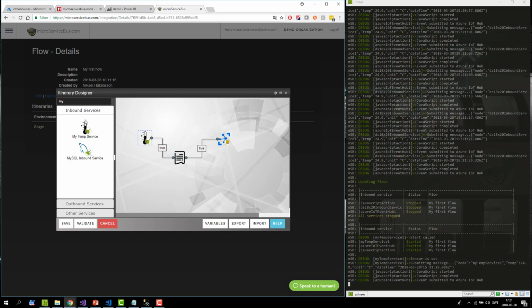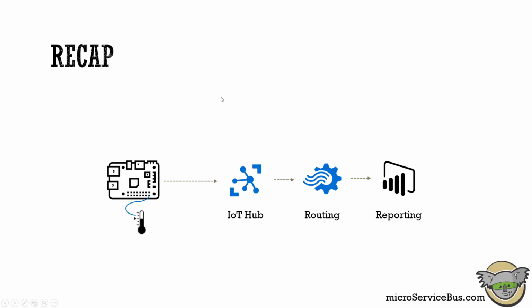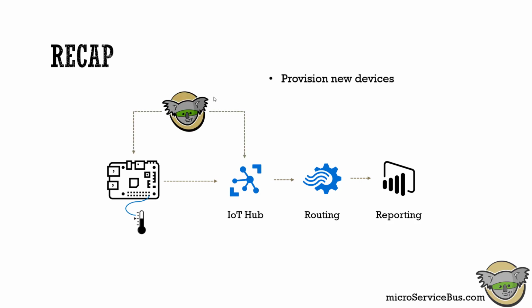And with that, I'd like to go back to the slides and make a recap of what we've done. So that was a pretty quick run through of not all, but some of the features that you find in microServiceBus. But I'd like to make a recap so we understand what actually happened. We had our device with the temperature sensor connected to it, and we used microServiceBus to deploy all the services necessary to submit this up to our IoT hub. And this let us provision a new device.